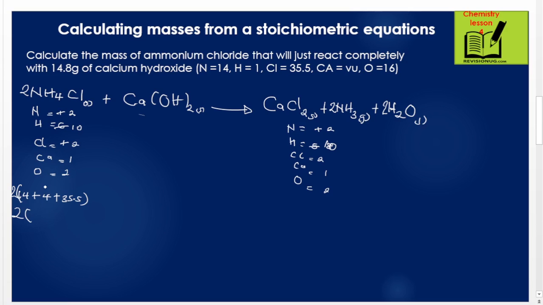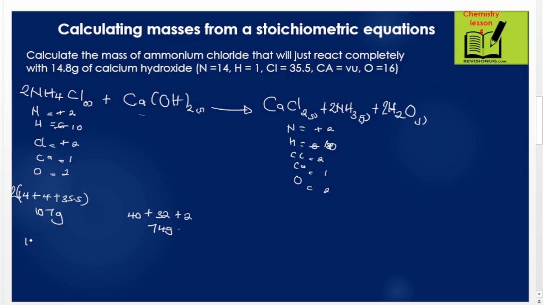53.5. Then double it, times 2, we are getting 107. So all of this one is giving us 107 grams. Let us get the calcium hydroxide here. We have calcium, which is 40, plus oxygen, which is 32 now, and 2 hydrogens. So if we add 40 plus 32, then plus 2, right? Yes. Then this one is giving us 74 grams.